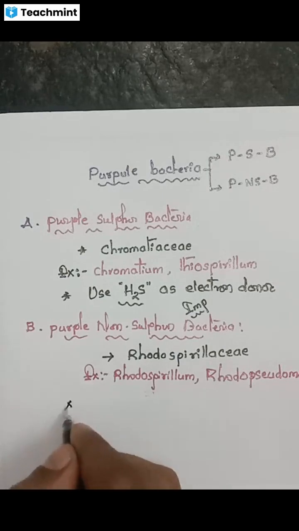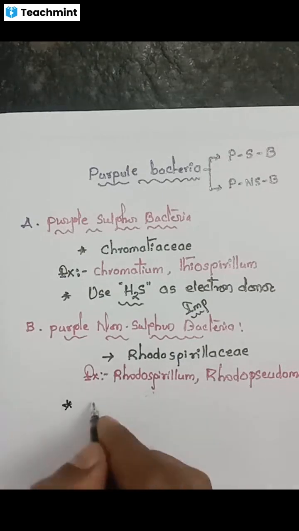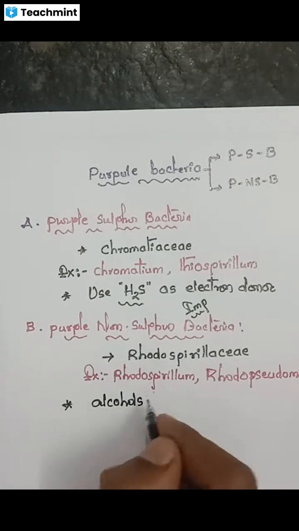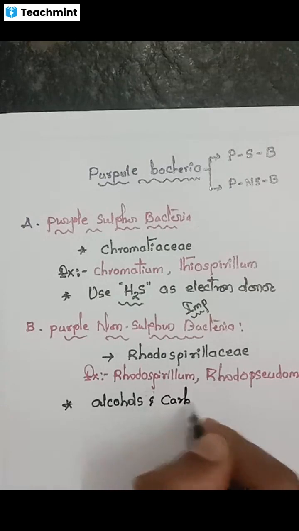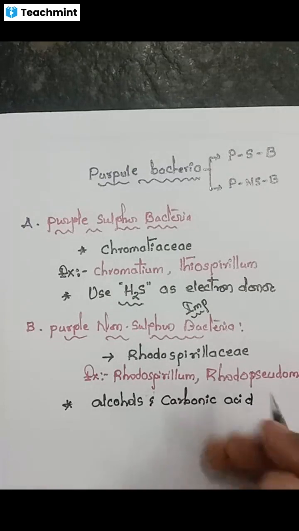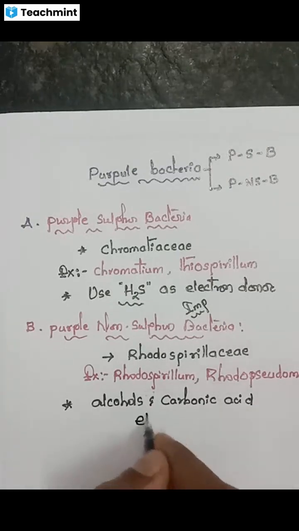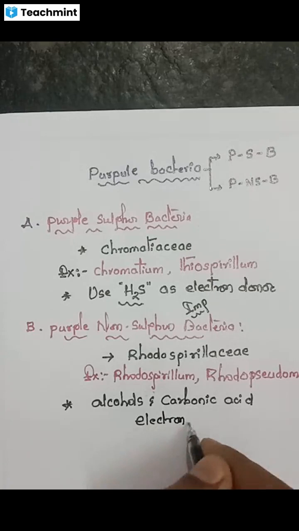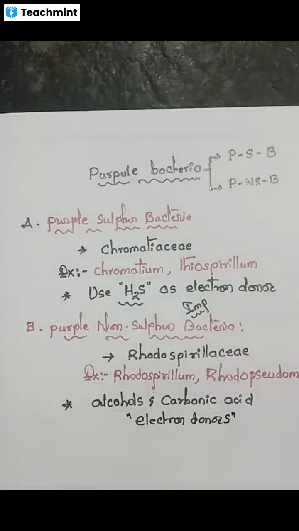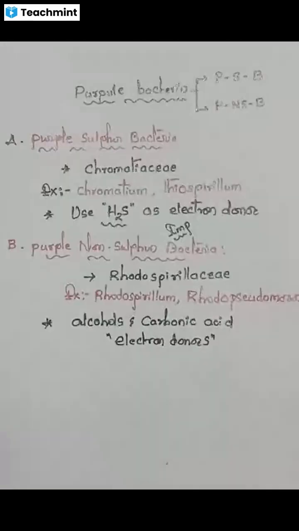They use alcohols and carbonic acids as electron donors. The electron donors in purple non-sulfur bacteria are alcohols and carbonic acids.